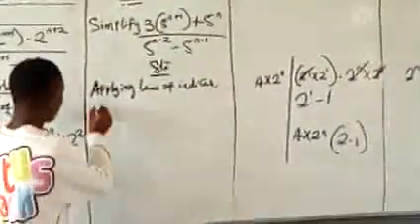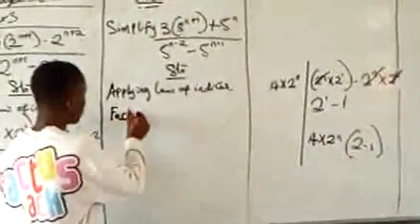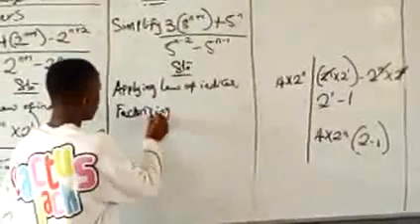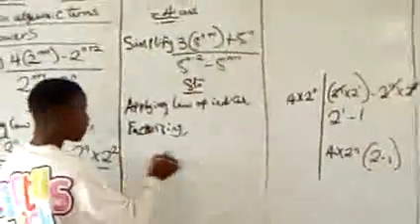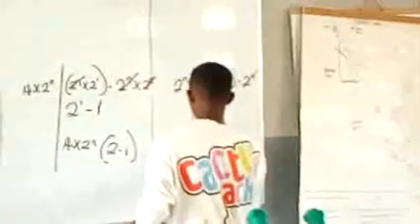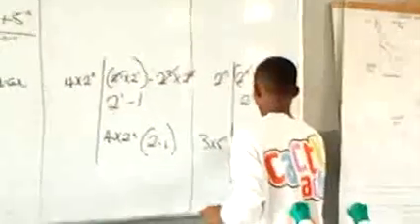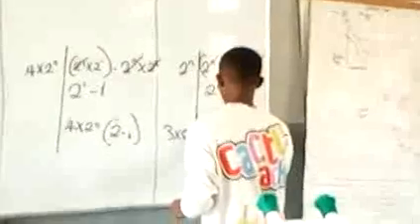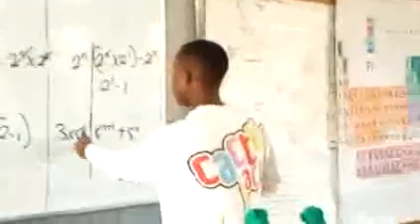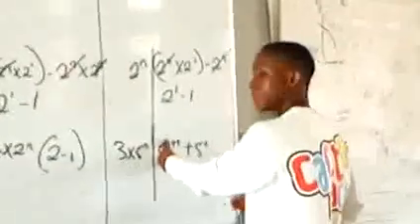Now factorizing, we now have 3 times 5 raised to power n into 5 raised to power n plus 1 plus 5 raised to power n. Now, 5 raised to power n will cancel out 5 raised to power n, leaving us with 5 raised to power 1 plus this will cancel out this, leaving us with 1.